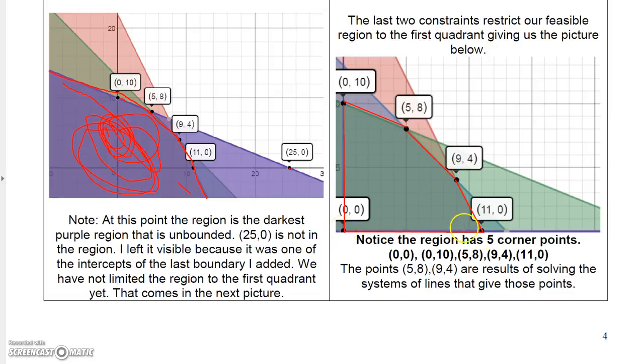Three of these came from just knowing where the x and y intercepts are, but the other two had to come from solving the system of equations that made up these points. Each of these points came from a pair of equations, and so you had to solve that system. I'll finish this in another video, but basically this is where we're headed: to restrict ourselves to the first quadrant and find the region associated with that.